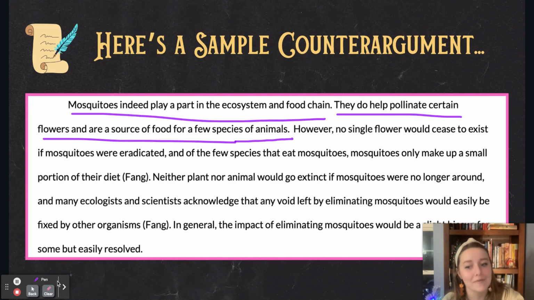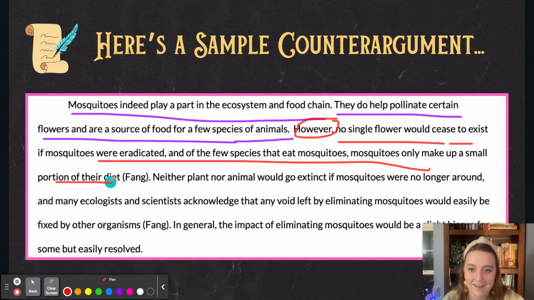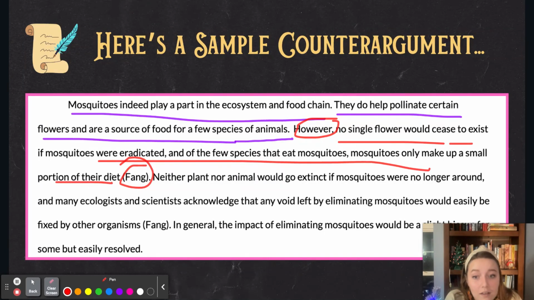However, so now I've got a signal that we're switching to proving them wrong. No single flower would cease to exist if mosquitoes were eradicated. And of the few species that eat mosquitoes, mosquitoes only make up a small portion of their diet. So I've got me proving them wrong with evidence, right? And we've got our parenthetical citation. Neither plant nor animal would go extinct if mosquitoes were no longer around. And many ecologists and scientists acknowledge that any void left by eliminating mosquitoes would easily be fixed by other organisms.